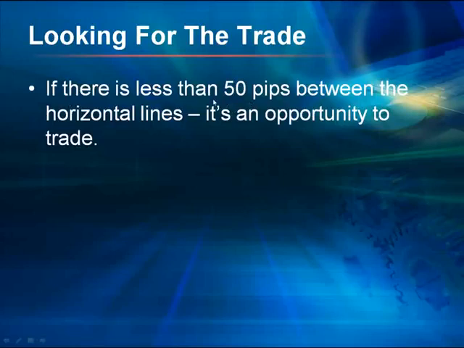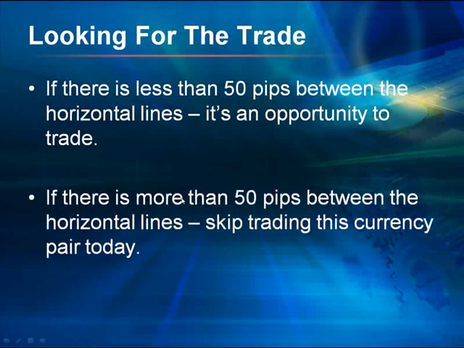So all you would do is subtract the low price point from the high price point. And if there are less than 50 pips between the 2 horizontal lines, it's an opportunity to trade. If there are more than 50 pips between the 2 horizontal lines, skip trading that particular currency pair this day. What we're looking for is we want to trade the breakouts on a consolidation. So the price has consolidated a bit. It hasn't moved more than 50 pips in that particular time frame, that means it's about to break out in one direction or the other, or it very likely is.